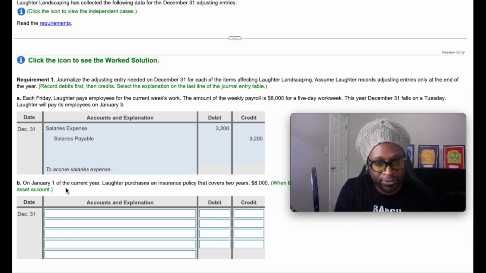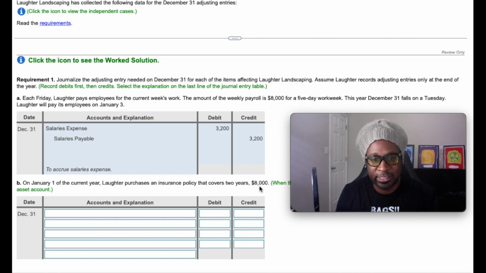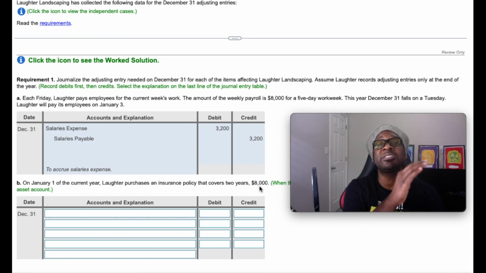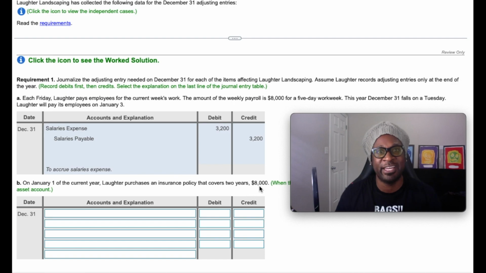On January 1st, the current year, Laughter purchased an insurance policy that covers 2 years of $8,000. All right, gang, what are the keywords with this? January 1st, current year, made a purchase of insurance policy for $8,000 that represents 2 years. So what are they saying? At the beginning of this previous year on January 1st, the company paid for some insurance in advance. We know, gang, that this is a perfect illustration of a prepaid.